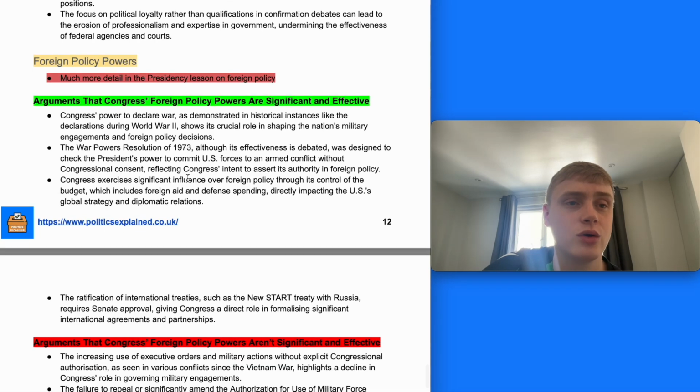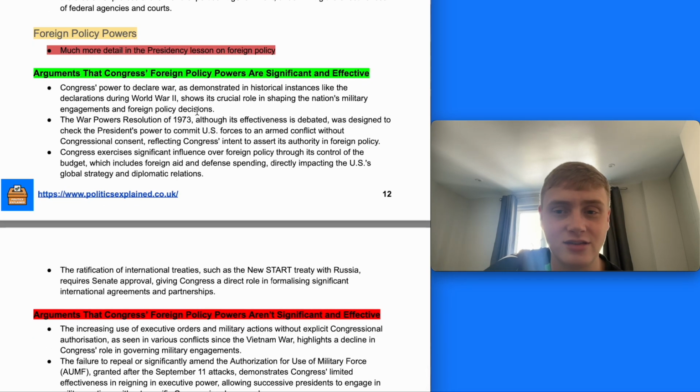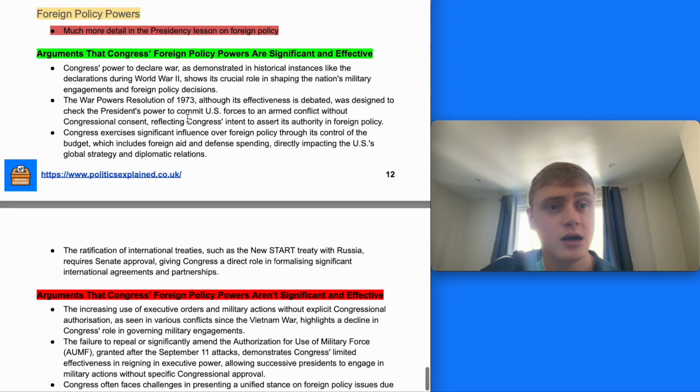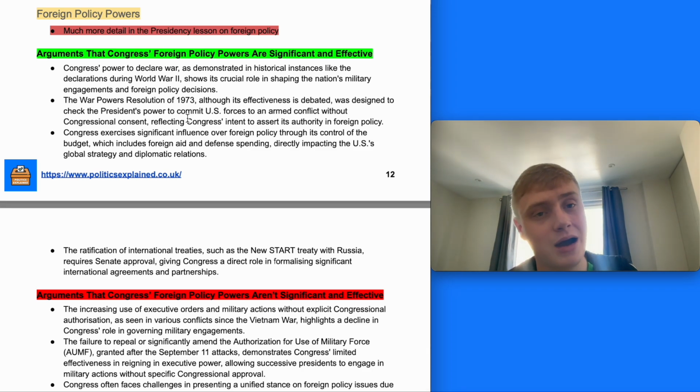And finally, we'll have a quick look at foreign policy powers. As I've said a number of times in the video, there'll be much more detail in the presidency lesson on foreign policy, which will compare the presidency and Congress and their foreign policy powers. In terms of arguments that their powers are significant and effective, Congress's power to declare war shows its crucial role in shaping the nation's military engagements.